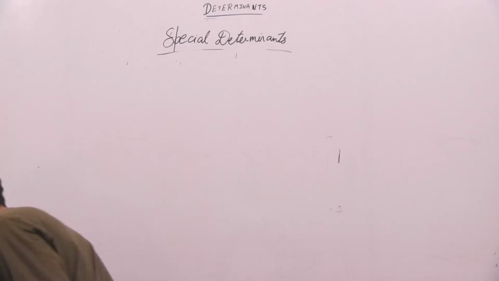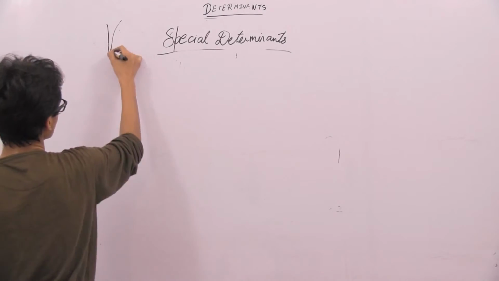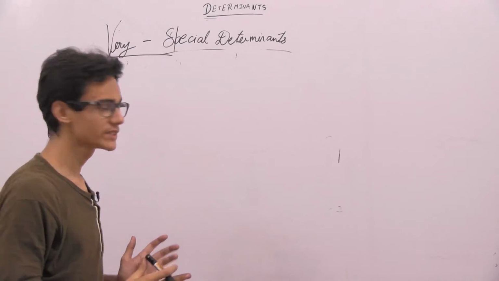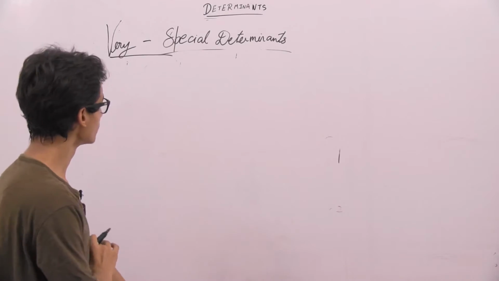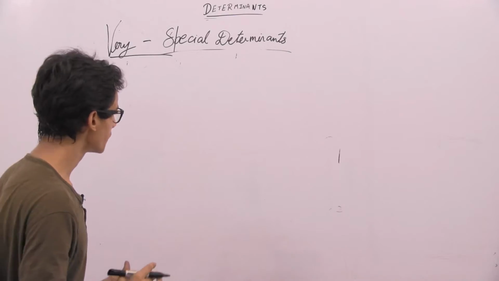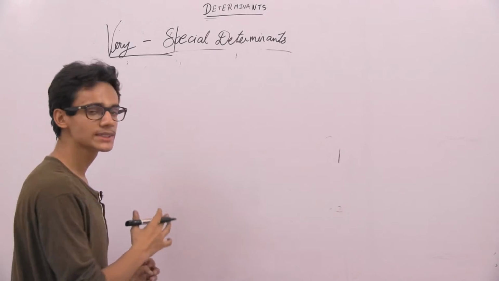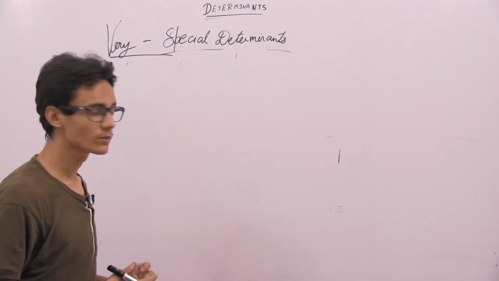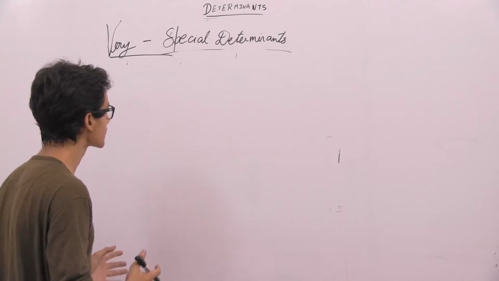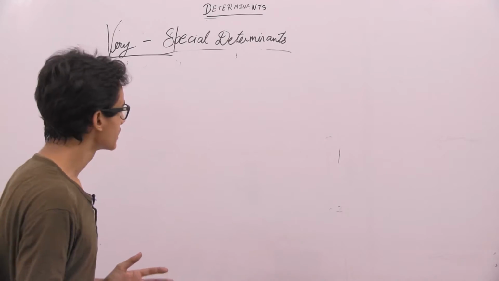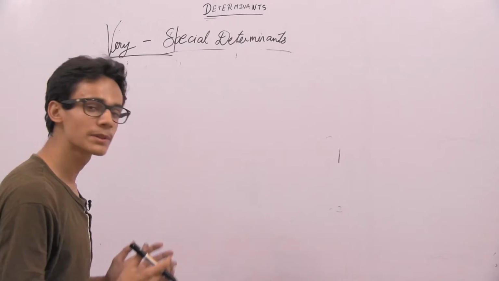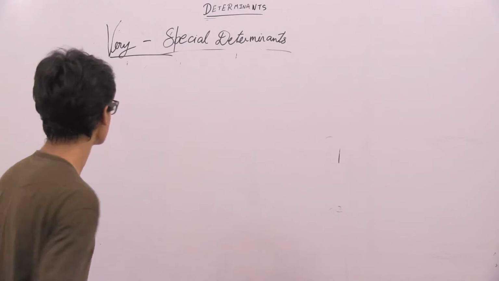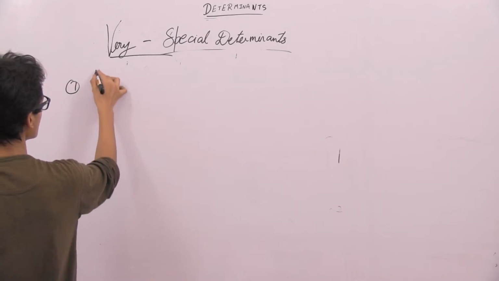So what we are going to do now is talk about some very special determinants. These are determinants which we see a lot. Our aim is to find a formula so that whenever we see the order, we directly apply the formula. We'll be expanding the determinant and seeing whether we can get a simplified form that we can directly apply whenever we see this order. So let's take the first one.